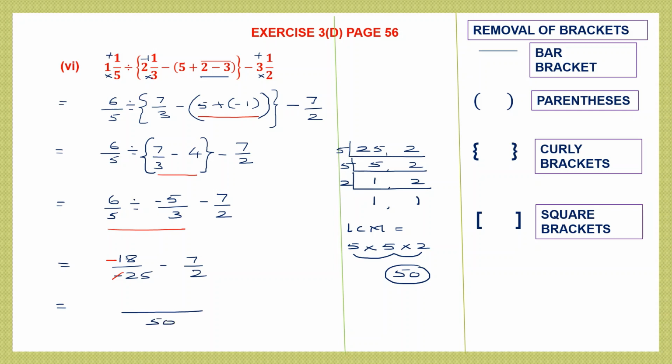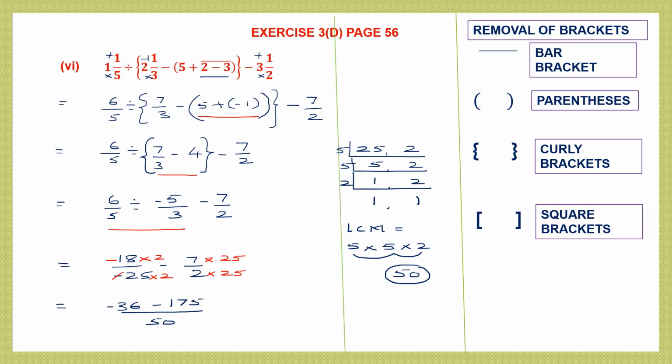Now let's go to the first fraction. Denominator is 25. 25 into 2 is 50. So minus 18 into 2. 18 into 2 is 36. So because we have a minus sign, it becomes minus 36. Minus, next one, 2 into 25 is 50. So we multiply 7 into 25. 7 into 25 is 175. So we have 175.